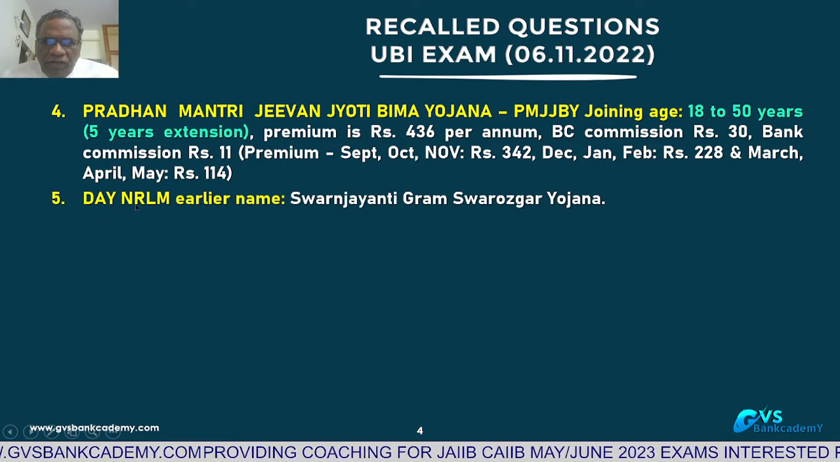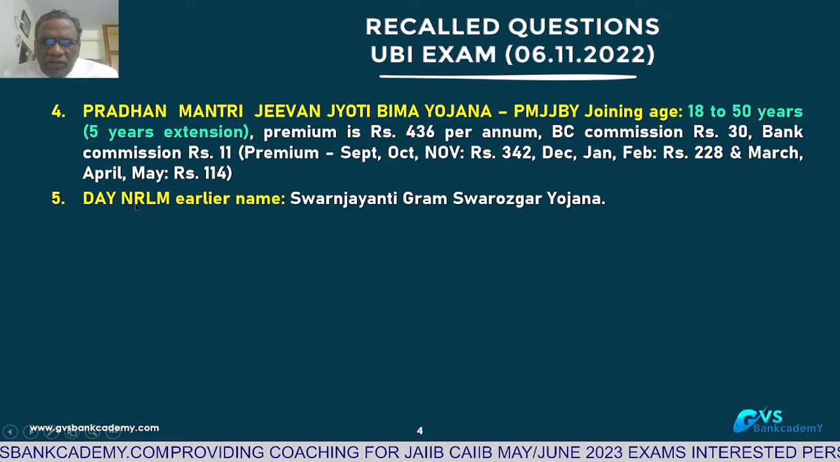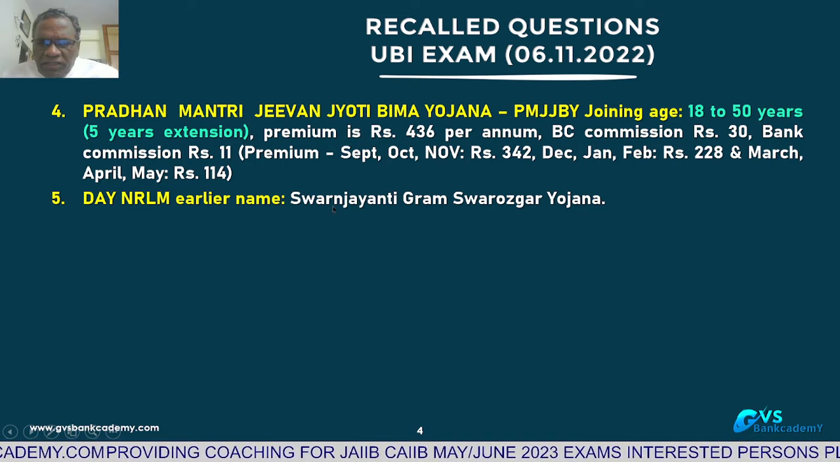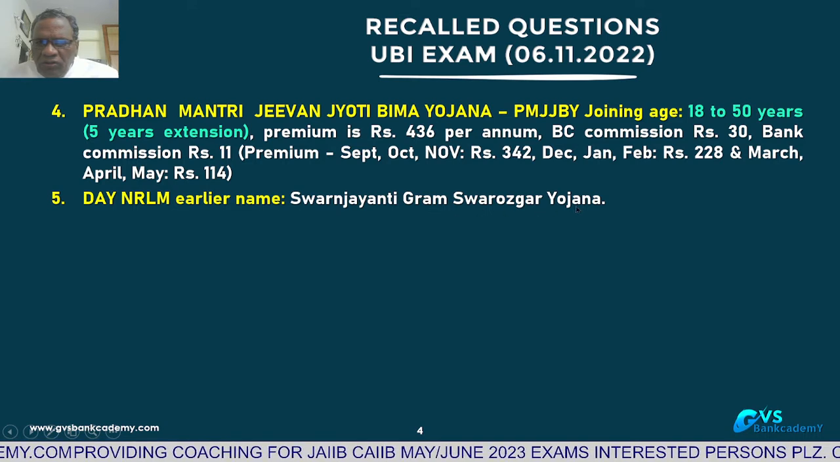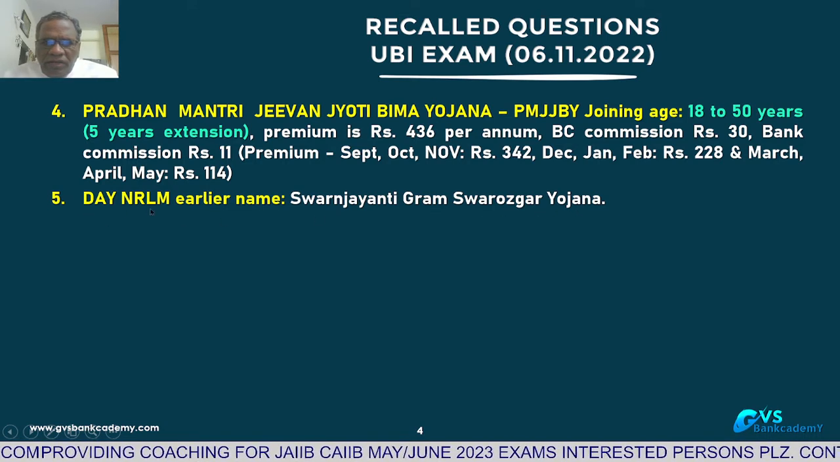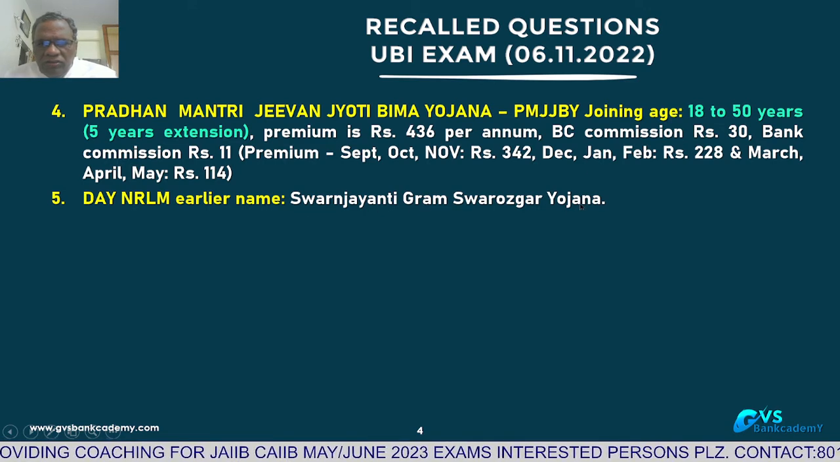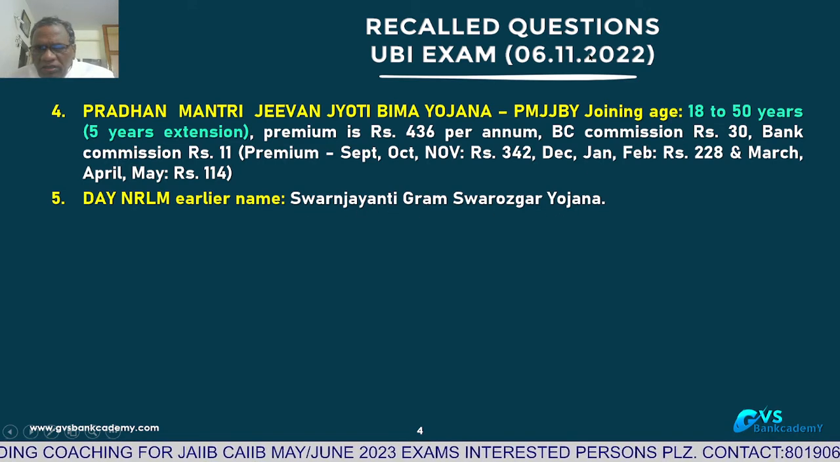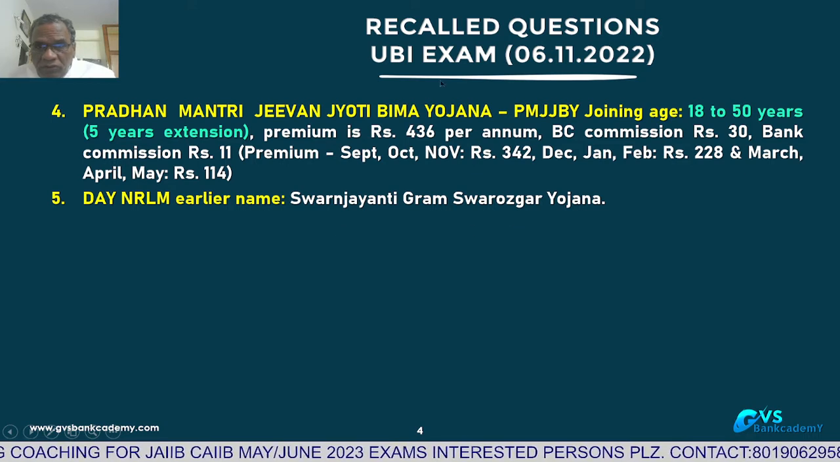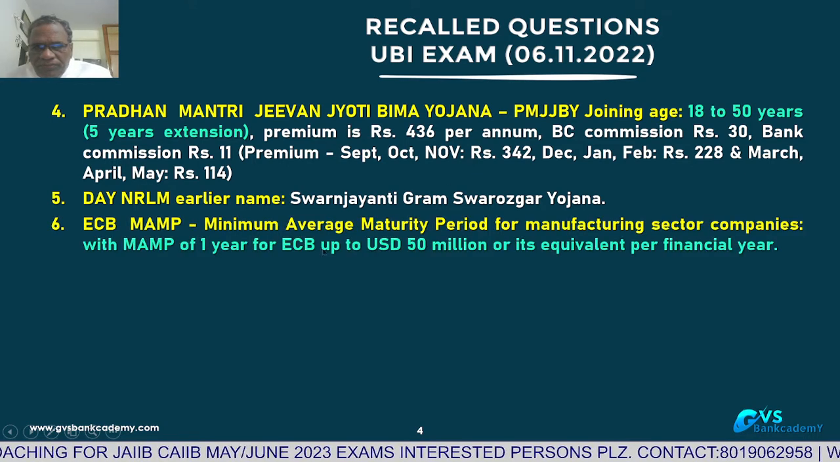What is the old name of the National Rural Livelihood Mission? That is Swarna Jayanti Gram Swarozgar Yojana. NRLM's earlier name was Swarna Jayanti Gram Swarozgar Yojana. This question they have asked 4 to 5 times.